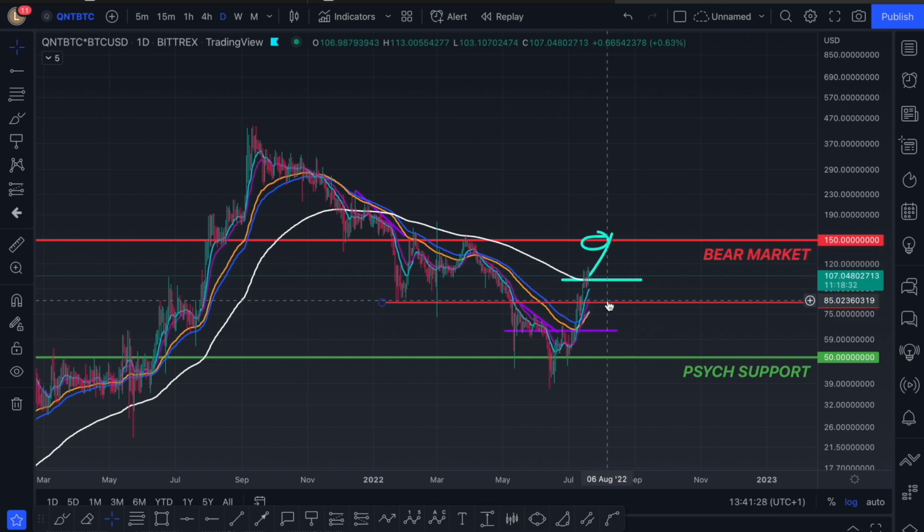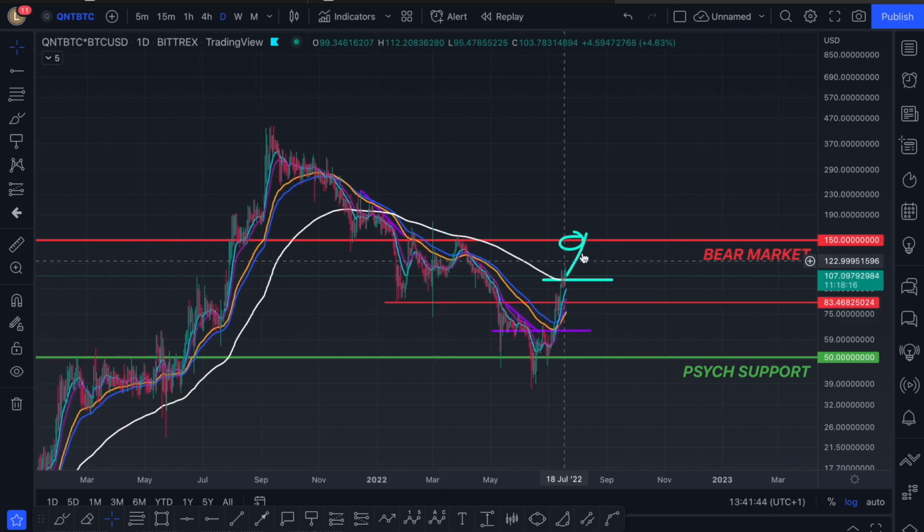So if we do come down, this is where I anticipate we find support. Why? Because this is where you bounced from 83 all the way up to 168, so a 100% pump. So this is why we should anticipate the exact same thing in the exact same trading zone, in the exact same range. So yeah, that's what we're anticipating for Quant.